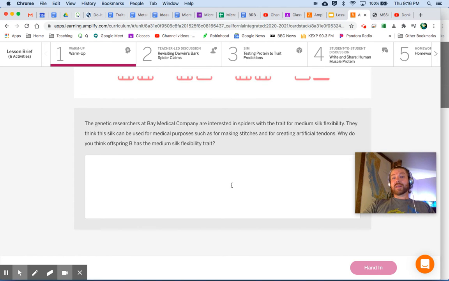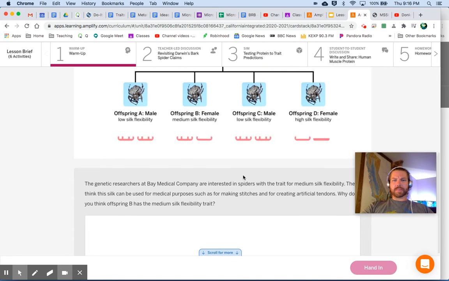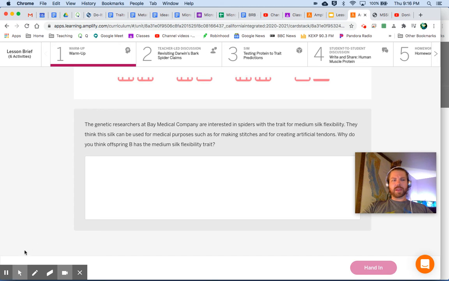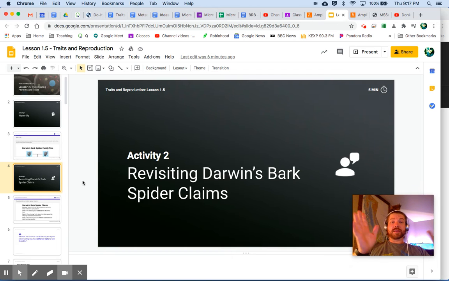Okay, let's revisit these claims that we had about Darwin's bark spiders, and let's see if we can do anything with these claims. Can we prove any of them? Can we disprove any of them? Here they are. The question: why do traits for silk flexibility vary within this family of Darwin's bark spiders? We saw that the parents have different traits than the offspring. Some of them have the same, but some of them are different. They don't all have the same trait.